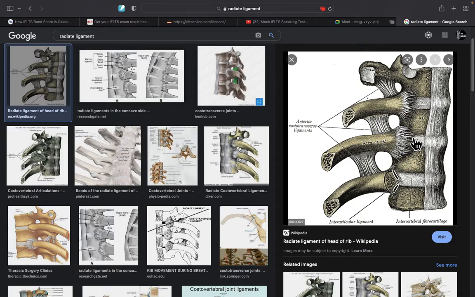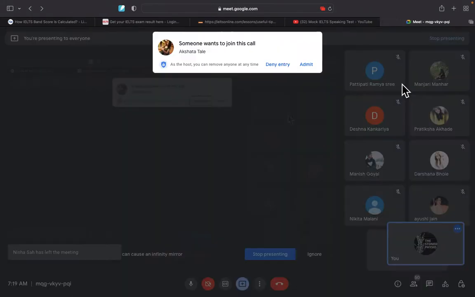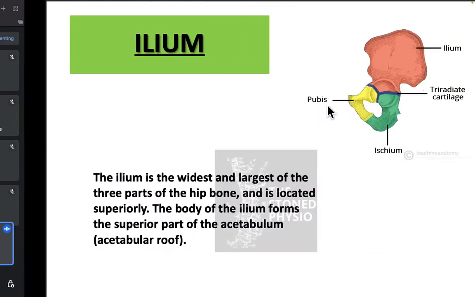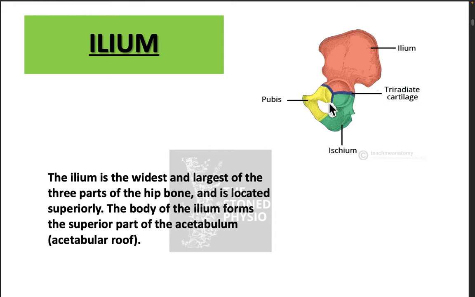Of course, posteriorly, on the posterior aspect of the rib, that is the costovertebral joint. That is called the radiate ligament. Here we can see this is the triradiate cartilage. Don't get confused between these two things: this is the triradiate cartilage in the acetabulum, and that was the radiate ligament.